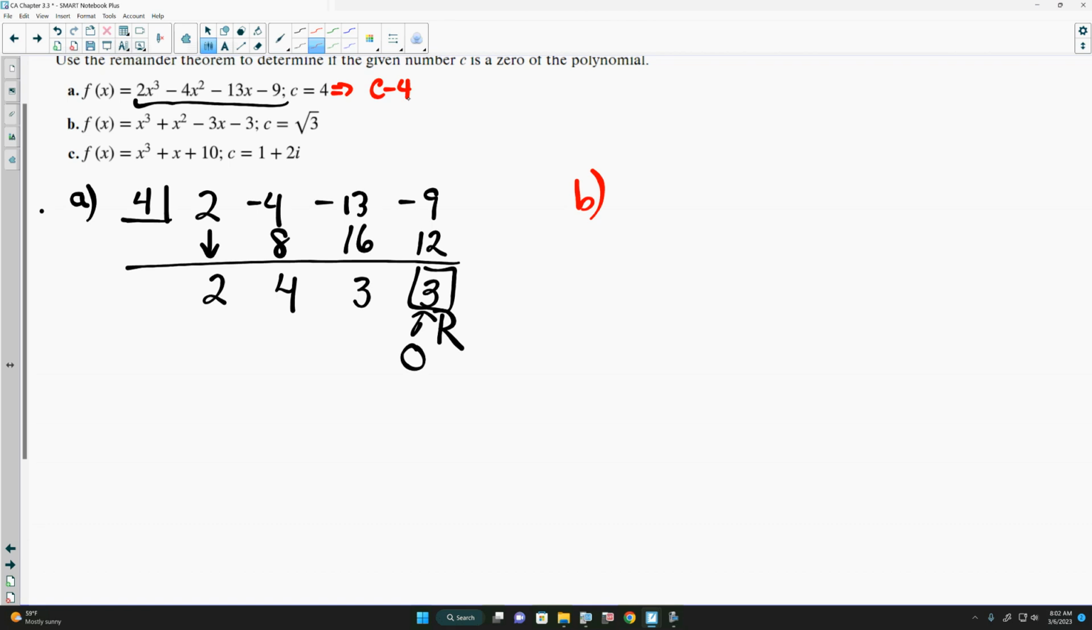We can do the same thing with the square root of 3. So we would put the square root of 3 inside our cubbyhole and put our coefficients of the polynomial across the top. Since there's not a number in front of x to the third, it's going to be 1. Number in front of x squared is going to be 1. Number in front of x is negative 3. And then our last one is negative 3.